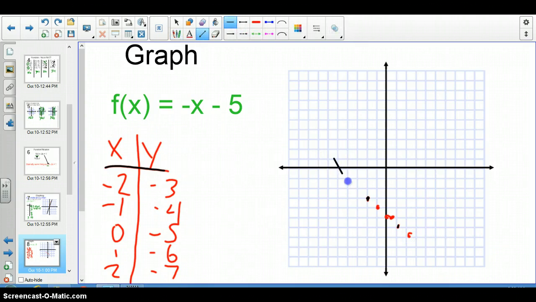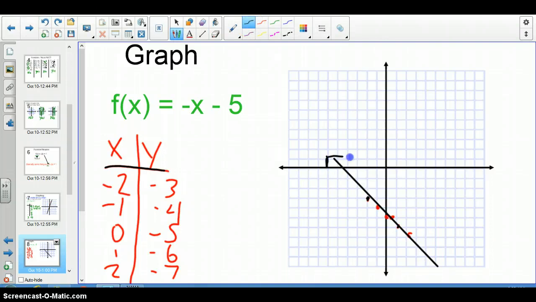Okay, so after I plot them, I need to draw a line for my graph. Okay, now that graph would go on, keep going up this way. And keep going down.